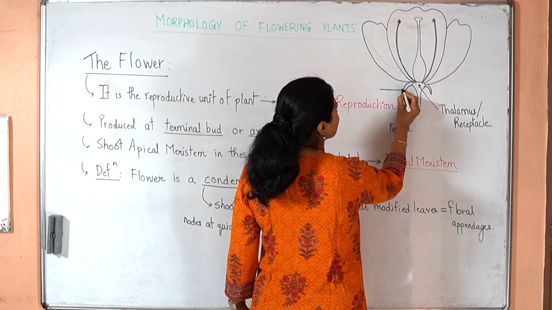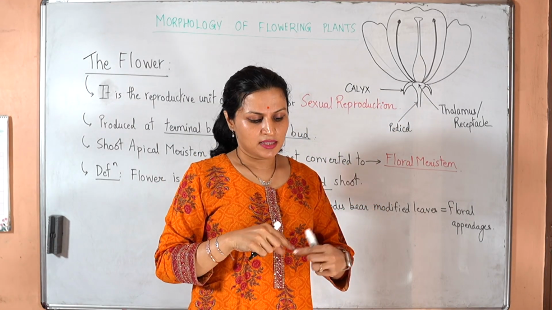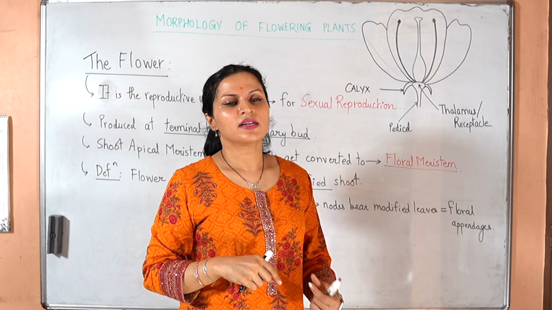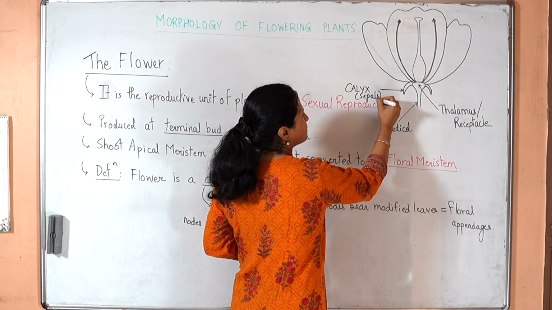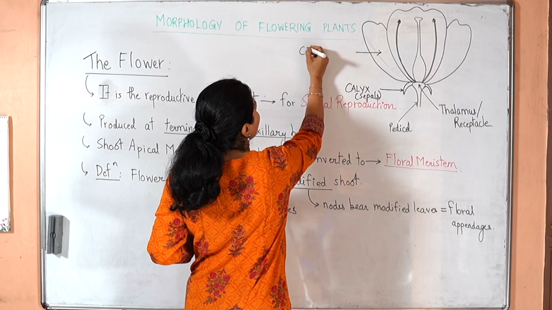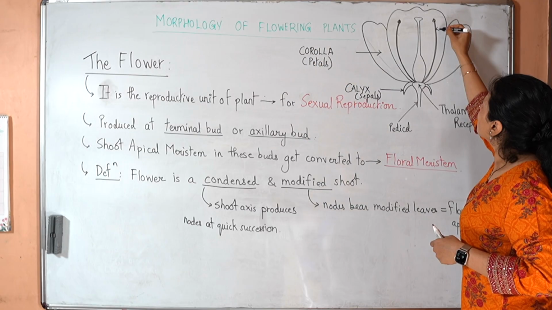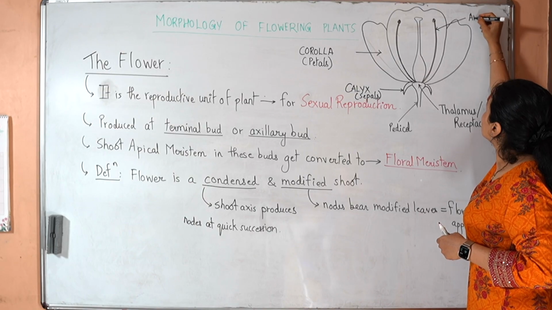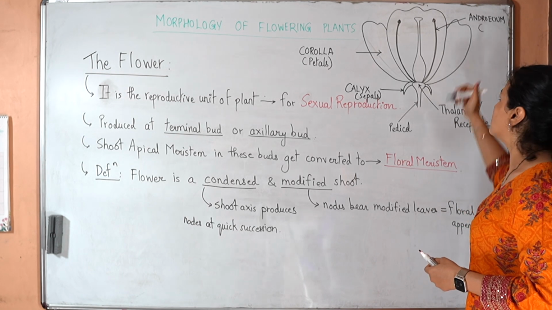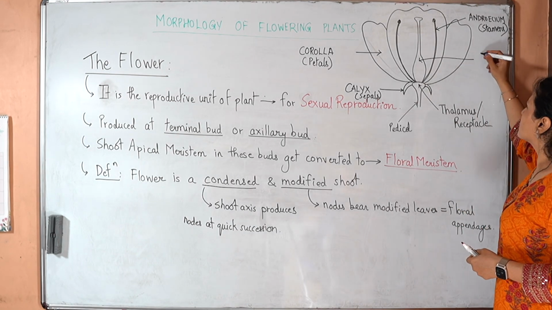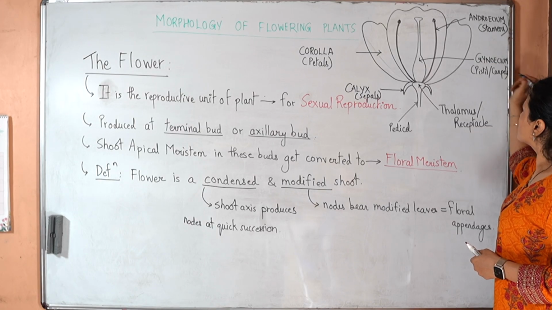This is the first whorl, which is called the calyx. The whorl is called the calyx, but the individual members of this whorl are known as sepals. The second whorl is known as corolla, and the individual members are known as petals. The whorl inside is known as Androecium. The individual members of this whorl are known as the stamens. The last whorl is known as Gynoecium, and the individual members of this whorl are known as Pistil or Carpel.